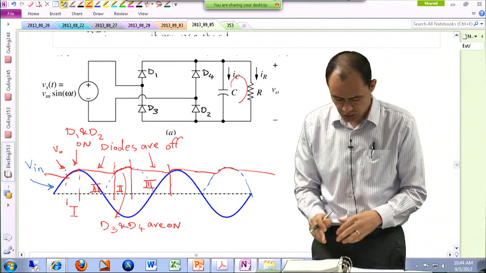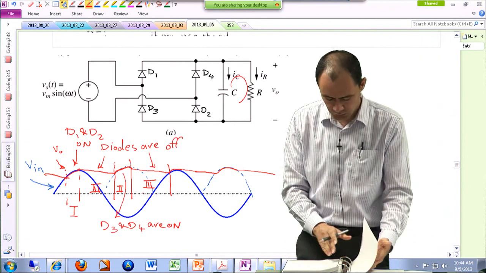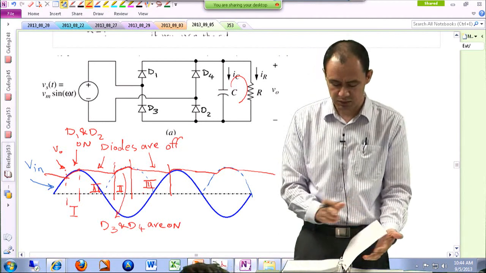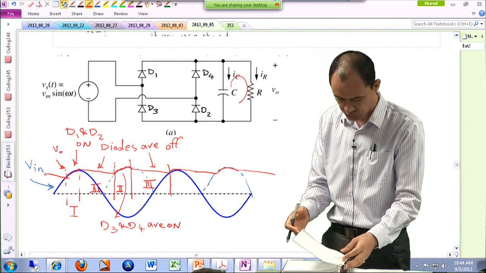Okay, I'm going to stop here. If you have time, go through these notes. Very similar to the half-wave one that we did. Most of the equations are the same. There's a factor of 2 added in some places or reduced.